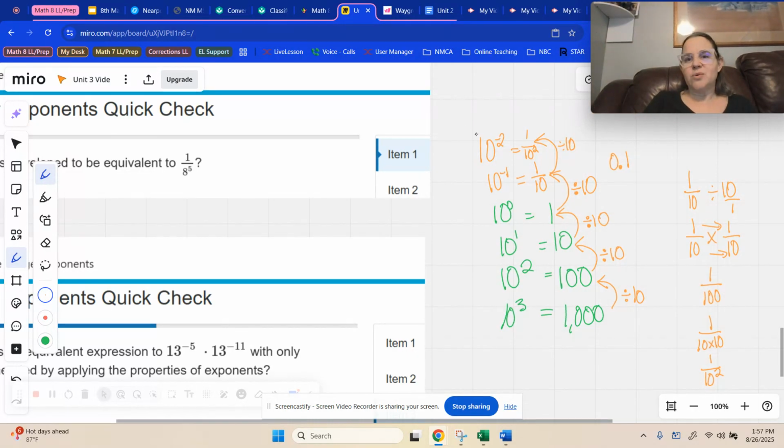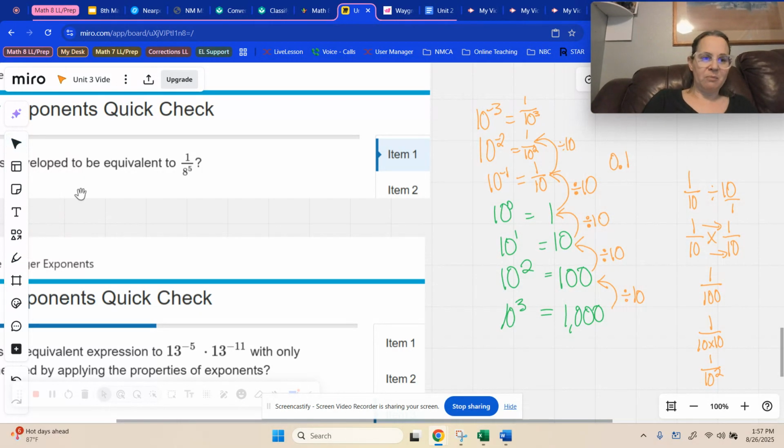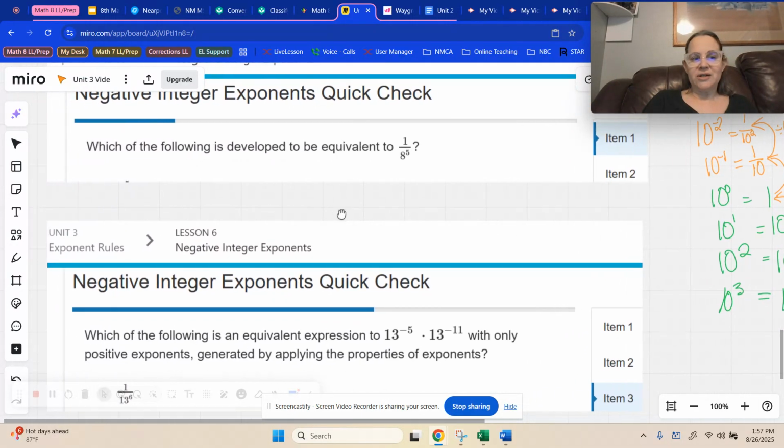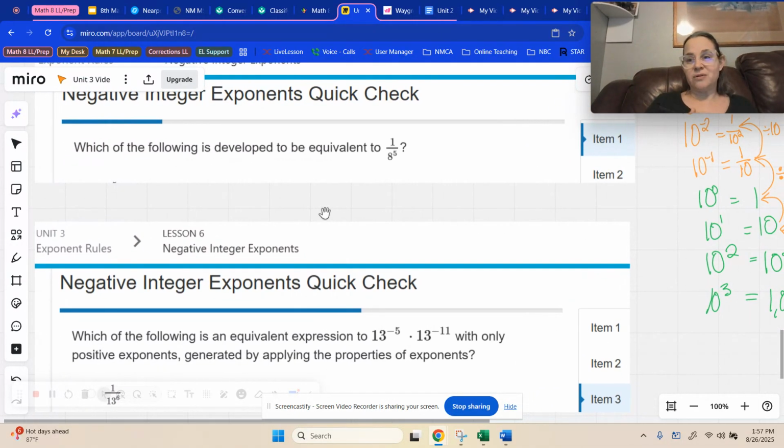If we keep going with this, 10 to the negative third power, we could write as 1/10 to the third power. It's 1/1,000. So that's the rule, and that's kind of why the rule happens the way it does. Negative exponents are going to turn the power into a fraction. The power with the exponent is going to go in the bottom of the fraction, and then once you do that, the exponent becomes positive.